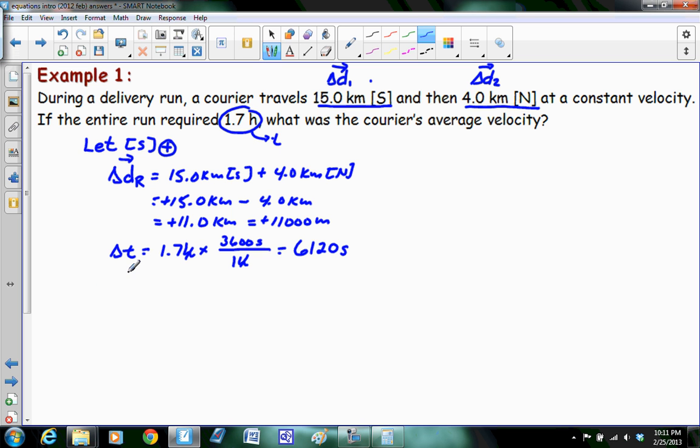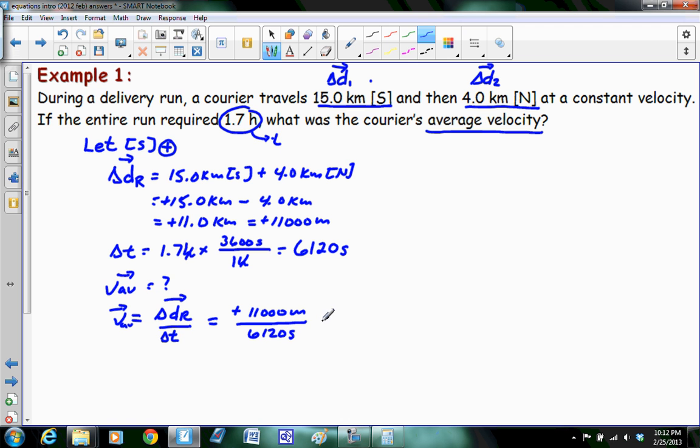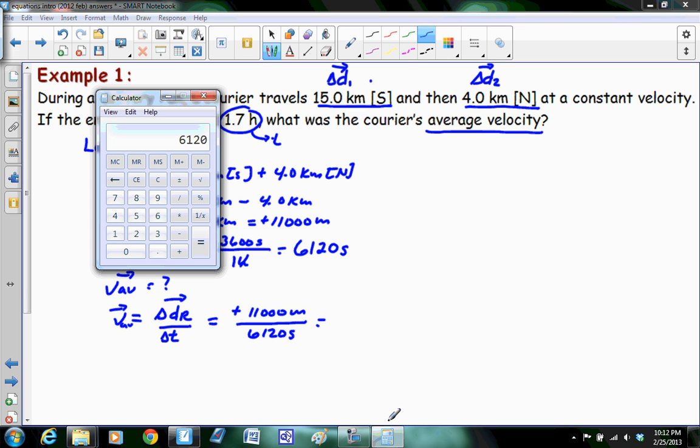What I'm trying to find in this particular situation is the average velocity. So I'm going to write down V average, question mark. I'm trying to find that. And the way to do that is to use this equation. We look at the overall displacement divided by the time, plug our numbers in. So we got 11,000 meters for my displacement over 6,120 seconds for my time. And that's what we get here.